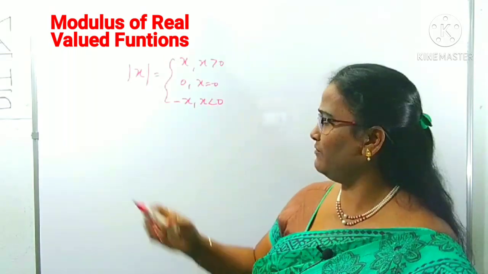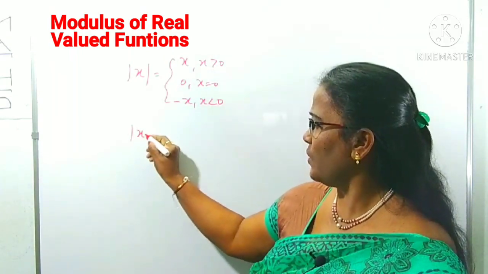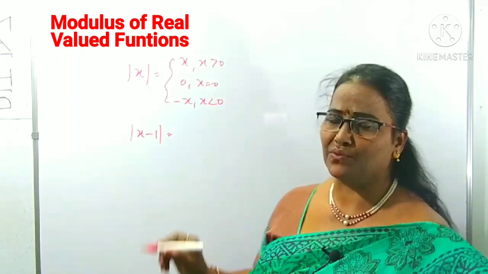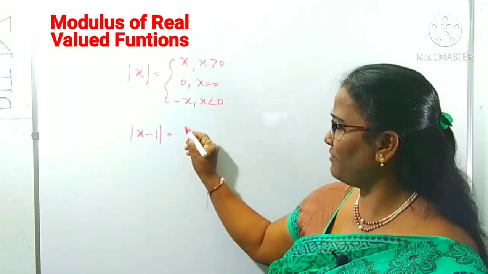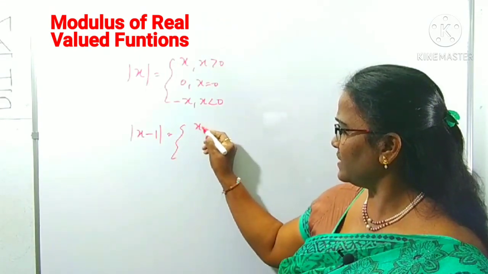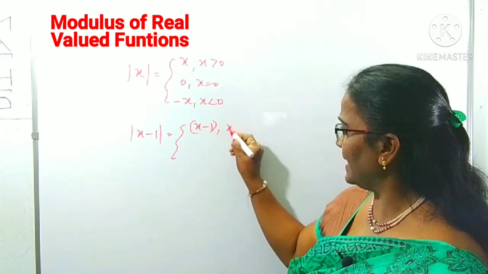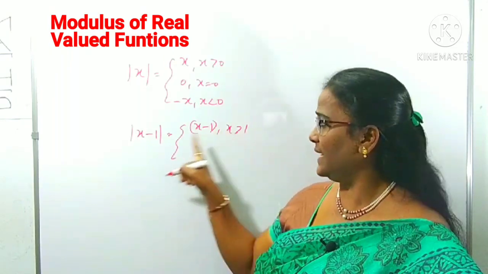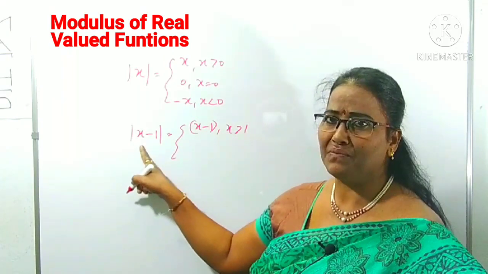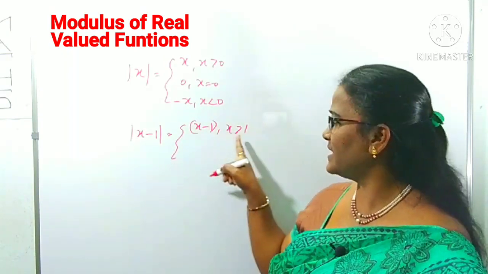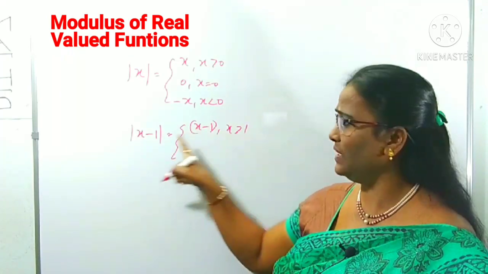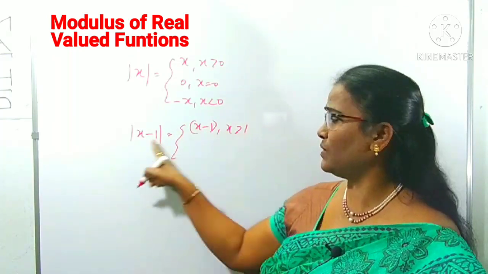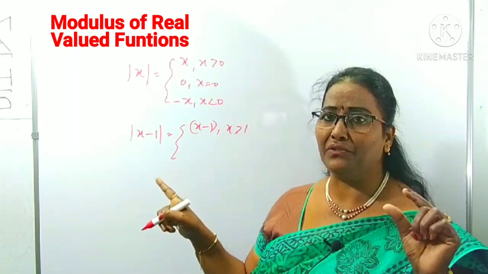Okay, for example, if I give it like this, mod of x minus 1. Mod of x minus 1 is defined as x minus 1 when x is greater than 1. Instead of 0, what do we have to use here? 1. Because only at x equal to 1, this function becomes 0. Clear? This point is called the critical point. At this point only, this function becomes 0. At that point, we have to catch.